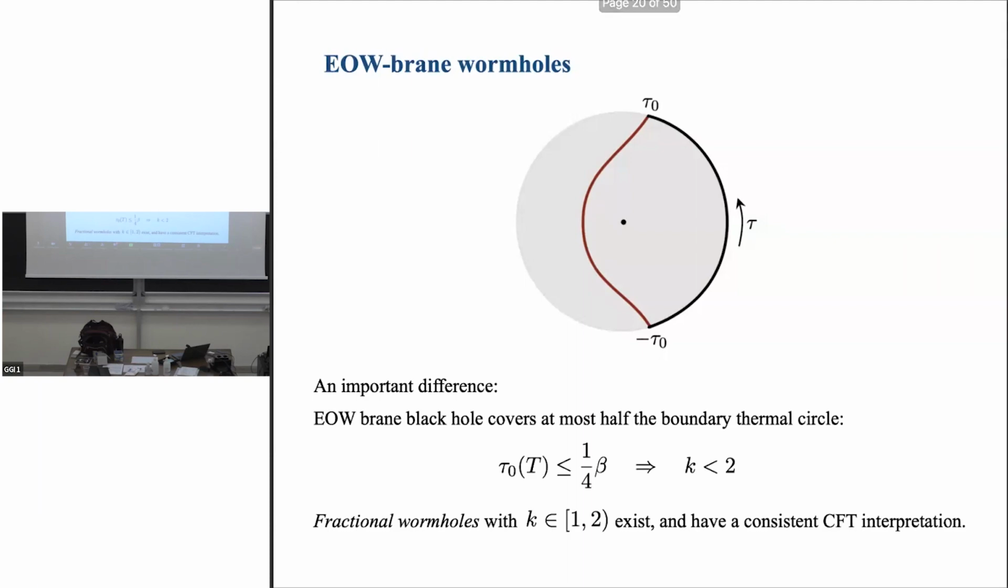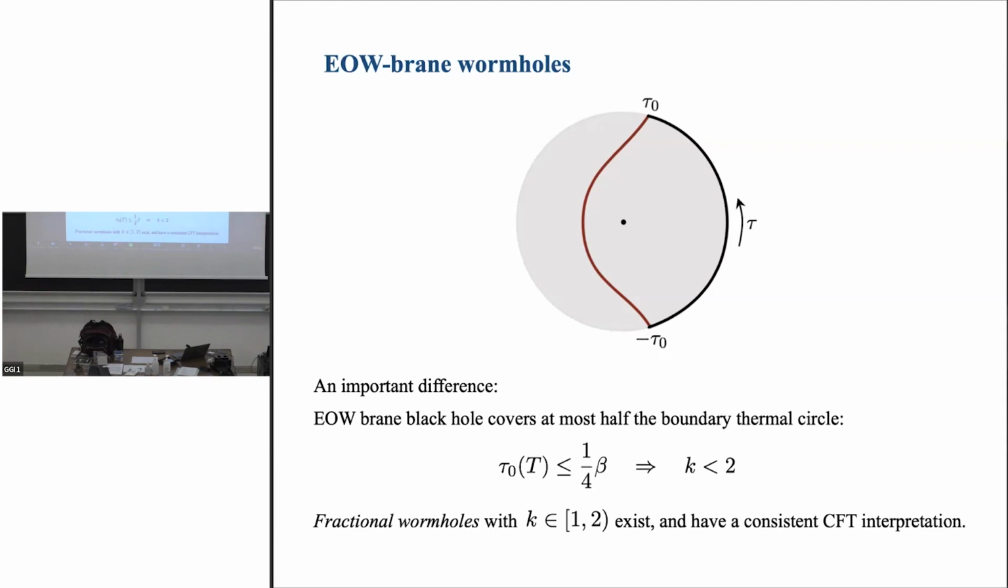There is an important difference for the end of the world branes, which is that for the end of the world brane black hole, the endpoints here are always like I've drawn. They always are over towards the right. Well, the best you can do is make the brane vertical. If it's tensionless, it'll be vertical. If you turn on some tension, then they'll always move to the right, which means that the end of the world brane black hole covers at most half of this thermal circle. And that means that when you try to do this cutting and gluing procedure, you actually can't do it for any integers bigger than 1.